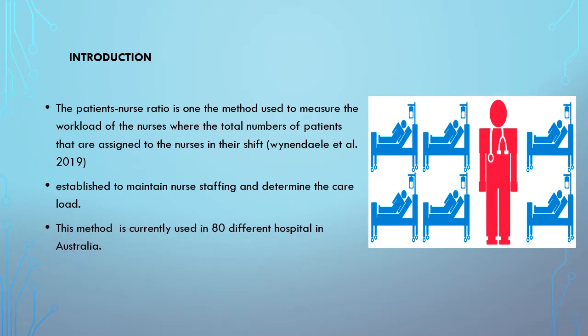This method is currently used in 80 different hospitals in Australia. Currently, a 1:4 nurse to patient ratio is operating in the state of Victoria, Australia.